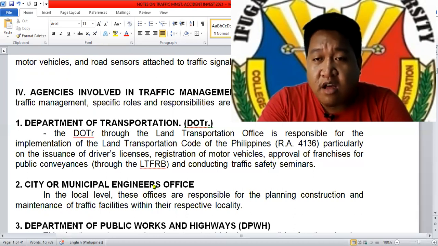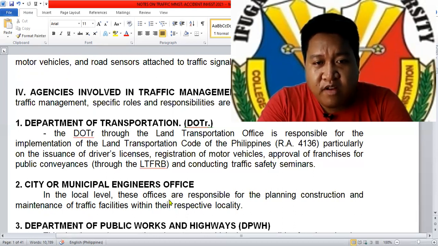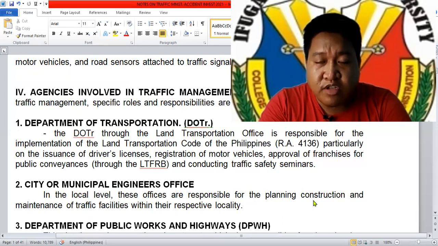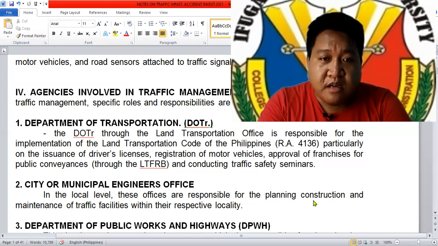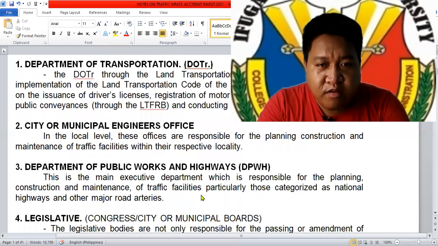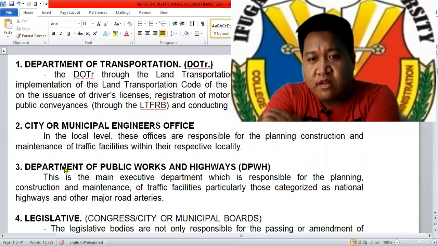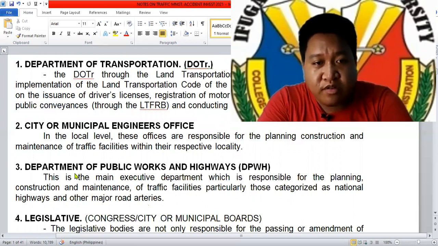This is under the local government units, the LGUs. At the local level, these offices are responsible for the planning and construction, specifically the barangay roads and the municipal or city roads. They maintain its integrity, okay? So next is national. It is the DPWH that maintains our national roads. National roads ang sakop ng DPWH, okay?